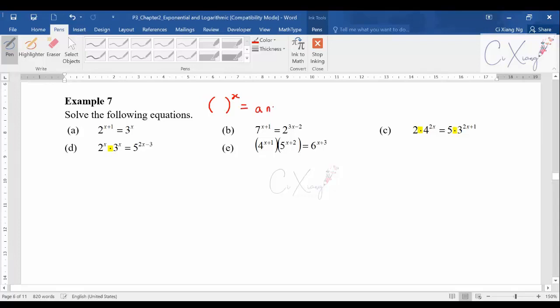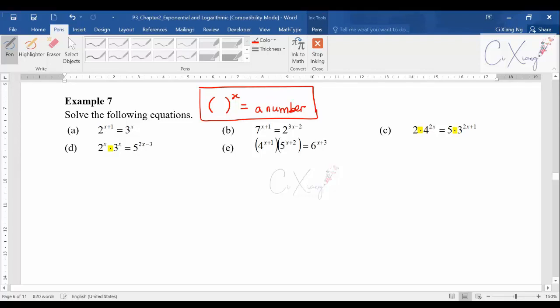Okay, I will suggest students rephrase your equation into this pattern first. That means all the power x, you put it on the left with a number, and that equals a number on the right-hand side. Then after that, it will be much easier for you to solve.